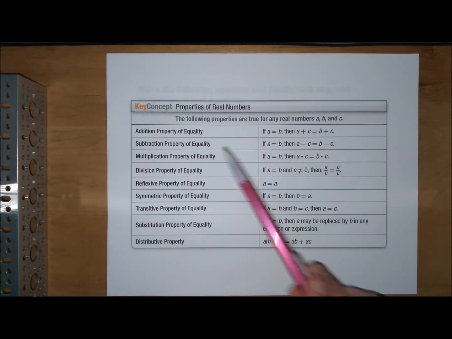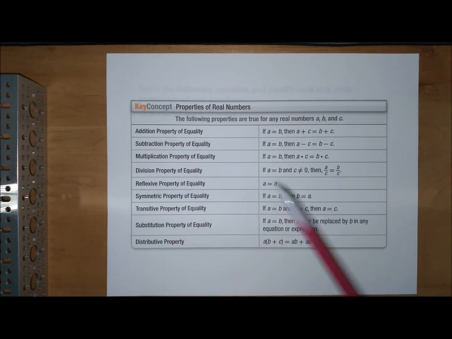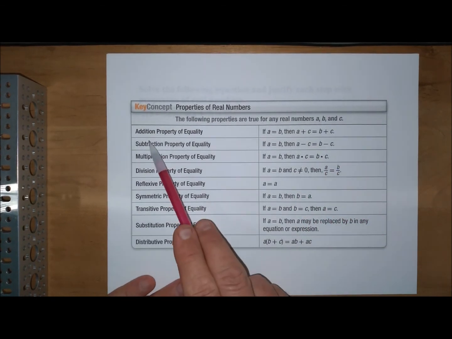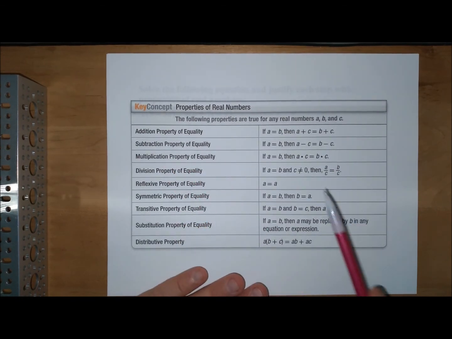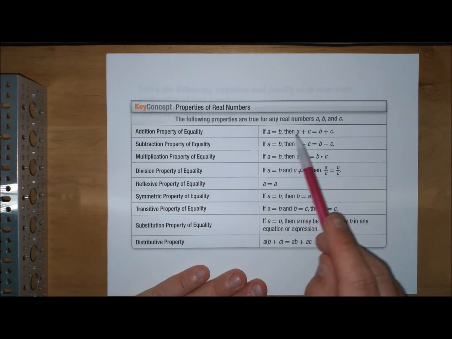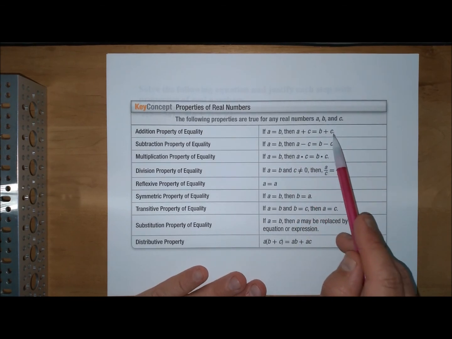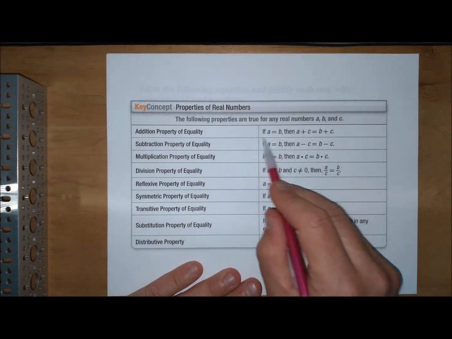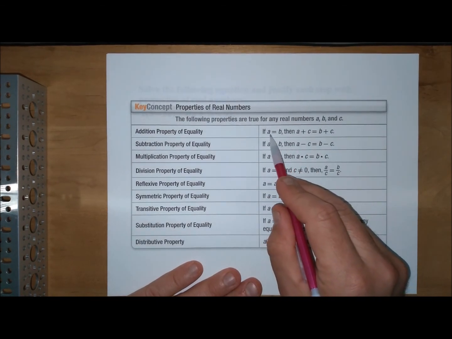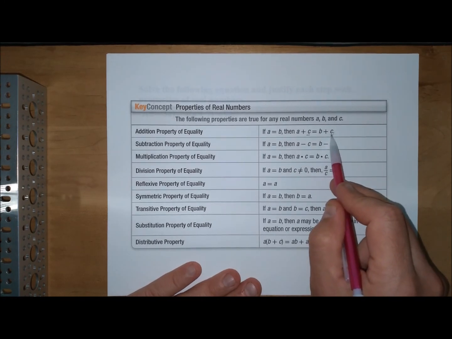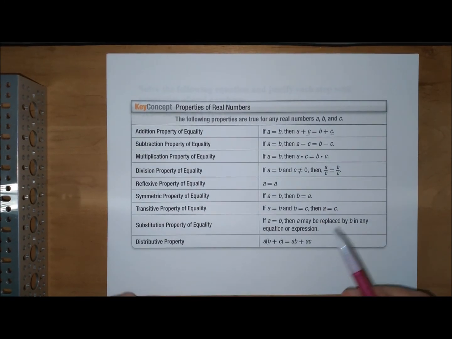Okay, here are properties of real numbers that we learned in Algebra 1. These properties are true for any real numbers A, B, and C. The first one we're going to look at is our addition property of equality. If A equals B, then we have an equation, right? Then A plus C equals B plus C. This is basically saying you can take a true equation and add anything to the left side of it, as long as you also add it to the right side of it. That's our addition property of equality.